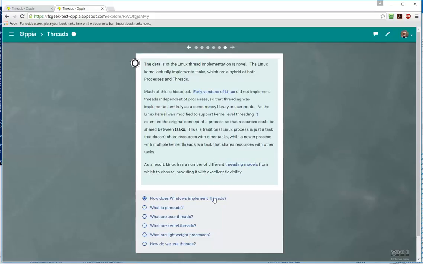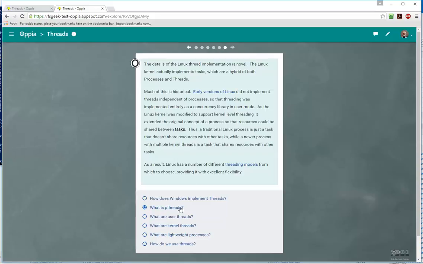Then it offers the opportunity to go say, well, what does Windows do? But it offers additional topics like, what are pthreads? Well, I didn't really describe what pthreads are in here, so I didn't necessarily motivate that completely.